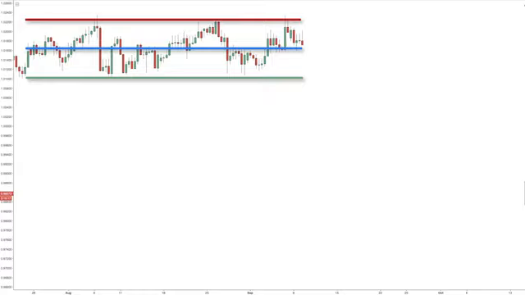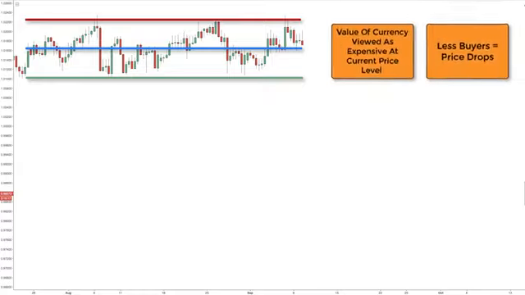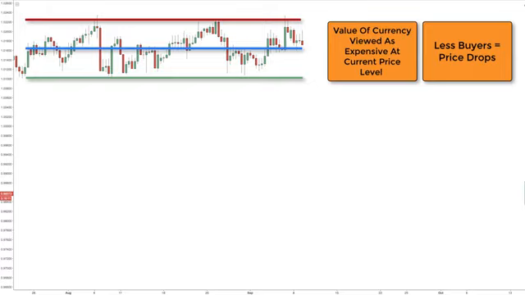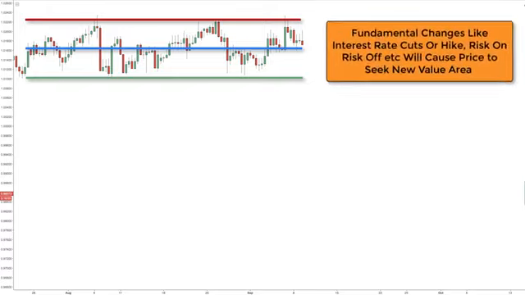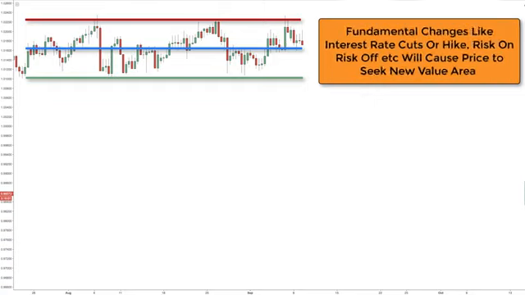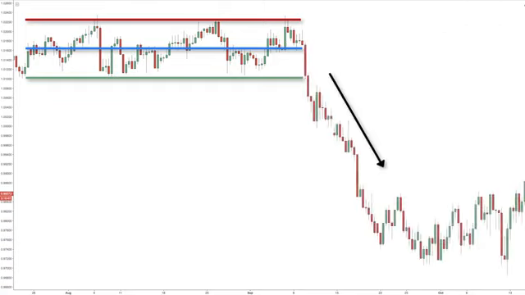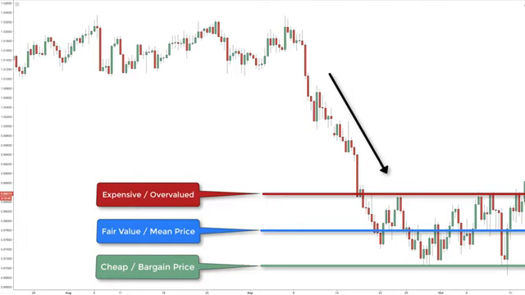Price will only break out of the value area when one currency is seen as either cheap or expensive at the current value area. A potential shift in central bank policies, risk on or risk off sentiment, as well as various other fundamental factors will cause price to break out of the value area. Price will then trend as the stronger or weaker currency is bought or sold and seek another value area where buyers and sellers will agree on price and fair value.